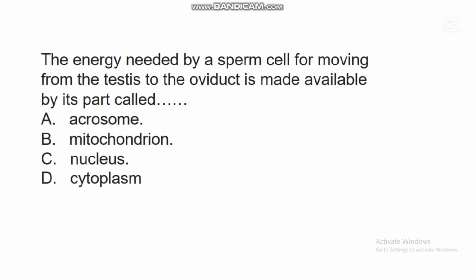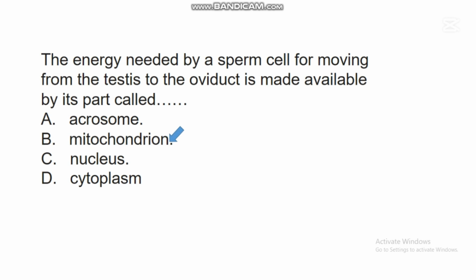The next question says, the energy needed by a sperm cell for moving from the testis to the oviduct is made available by its part called dash. A. Acrosome, B. Mitochondrion, C. Nucleus, D. Cytoplasm. In this question, the correct answer is B. Mitochondrion. The mitochondrion is an organelle in cells that helps in energy production.